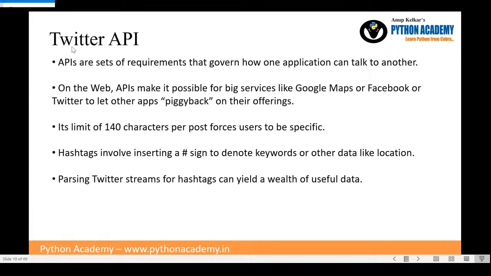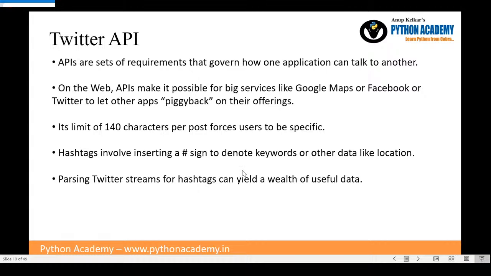Now why are we looking at Twitter? Its limit is 140 characters per post, which forces the user to be very specific. You cannot write one page of things like on Facebook. It has to be a small, specific thing. The second thing is the hashtag. It involves inserting a hash sign to denote keywords or other data like location. So using a hashtag, you can pinpoint any topic.